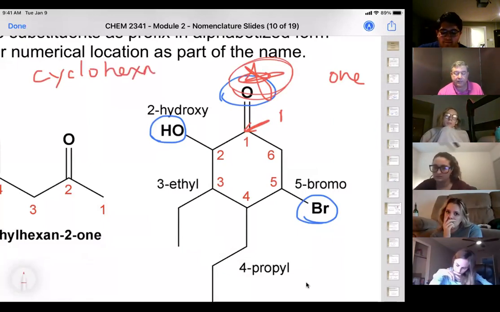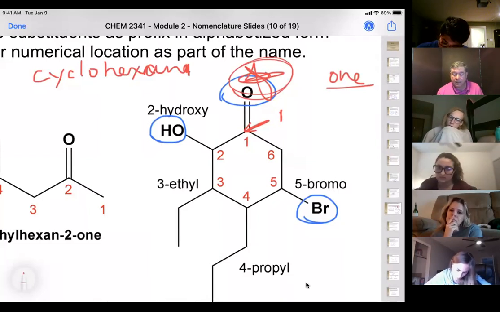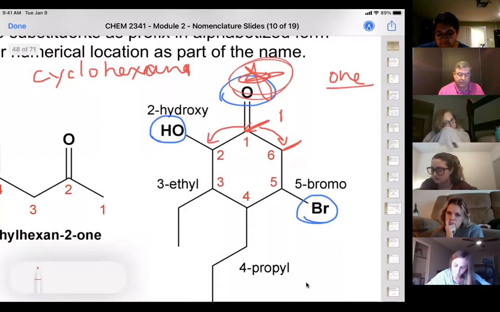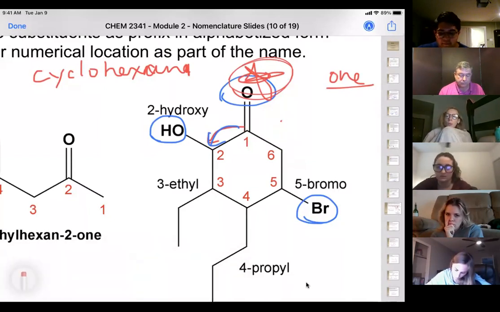Do we have hexane? Yeah, we only have cyclohexane. We're going to drop the E because the ONE is going to be at the end. Okay, now we start finding our substituents. If we numbered this way, there is not a substituent here, so we must number to where the hydroxy is first. It's the first substituent, and it's the one we're going to name first. So we have to go in that direction.